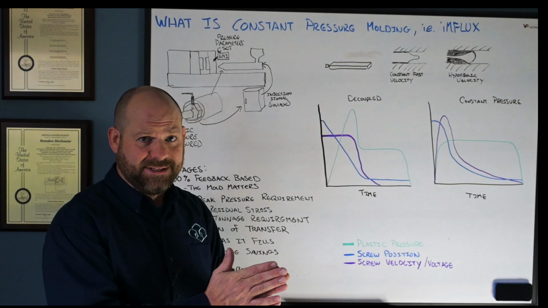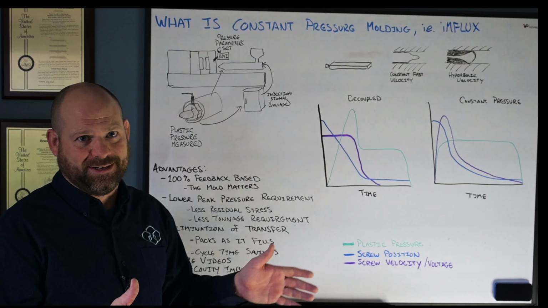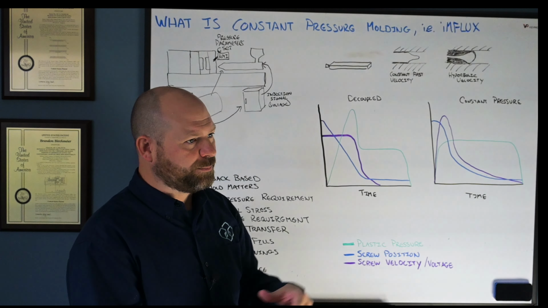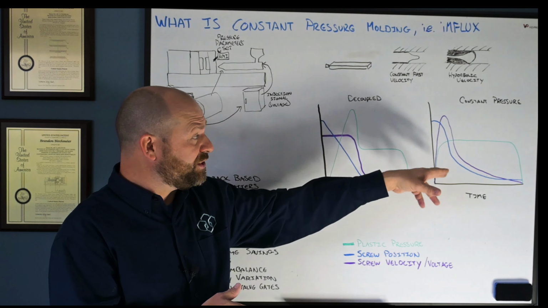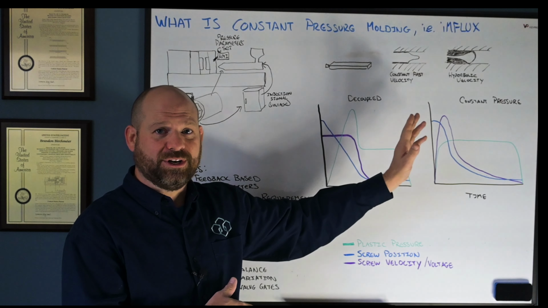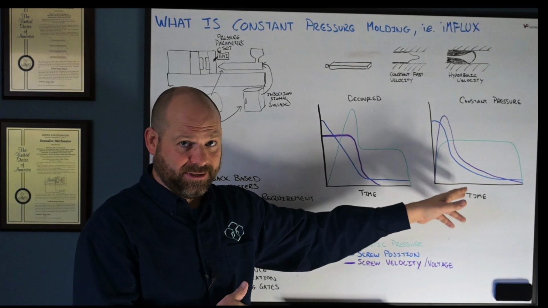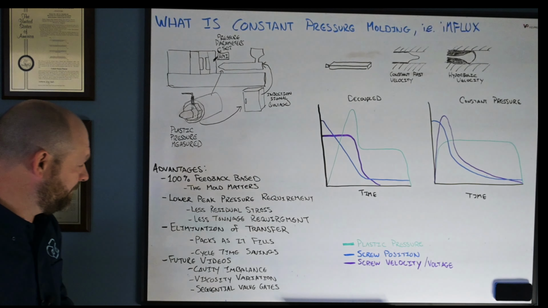Cycle time savings is seen as well, right? So in a decoupled process, you need that hold phase to finish and achieve gate seal. In a constant pressure process, that's all happening at once. So this will take longer to fill your part. However, injection forward time will typically be less. So that's where you'll get your cycle time savings from.